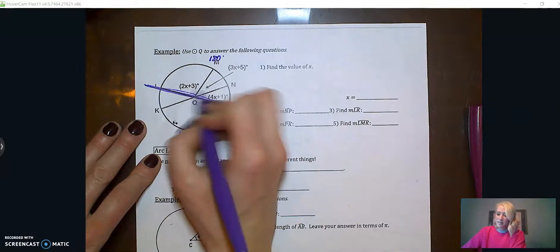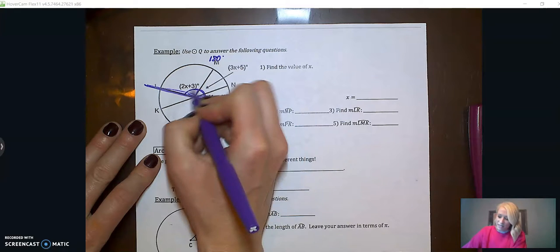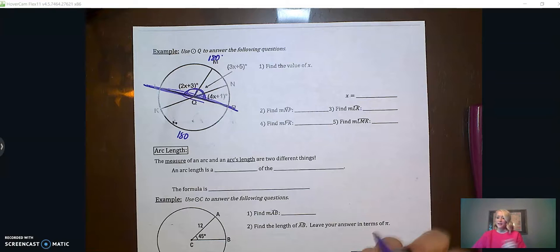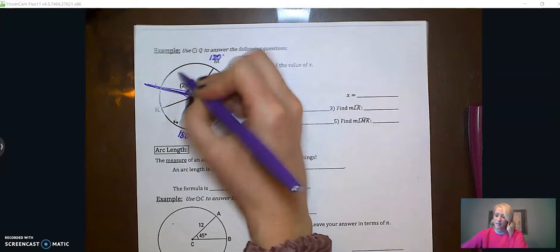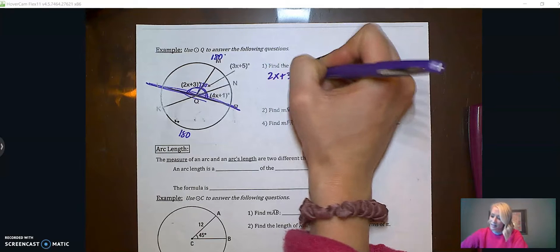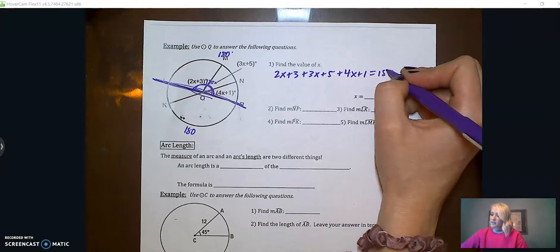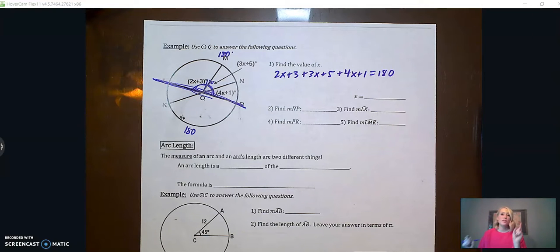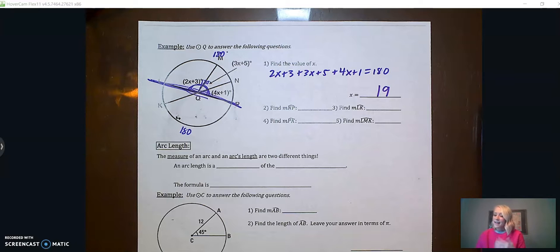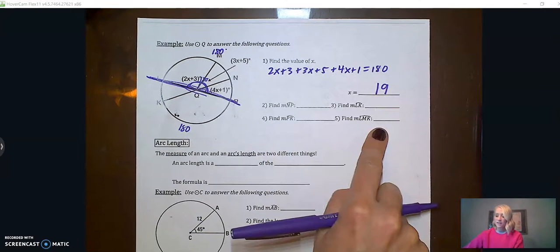And look here, X is used in these central angles, these angles in the middle. Think about these three together. They make that line, that diameter. And I know there's 180 in a line. So if there's 180 down here, 180 up here, however I slice it, those three angles should add together to be 180. I feel very confident in your algebra skills, so solve that. X equals 19.